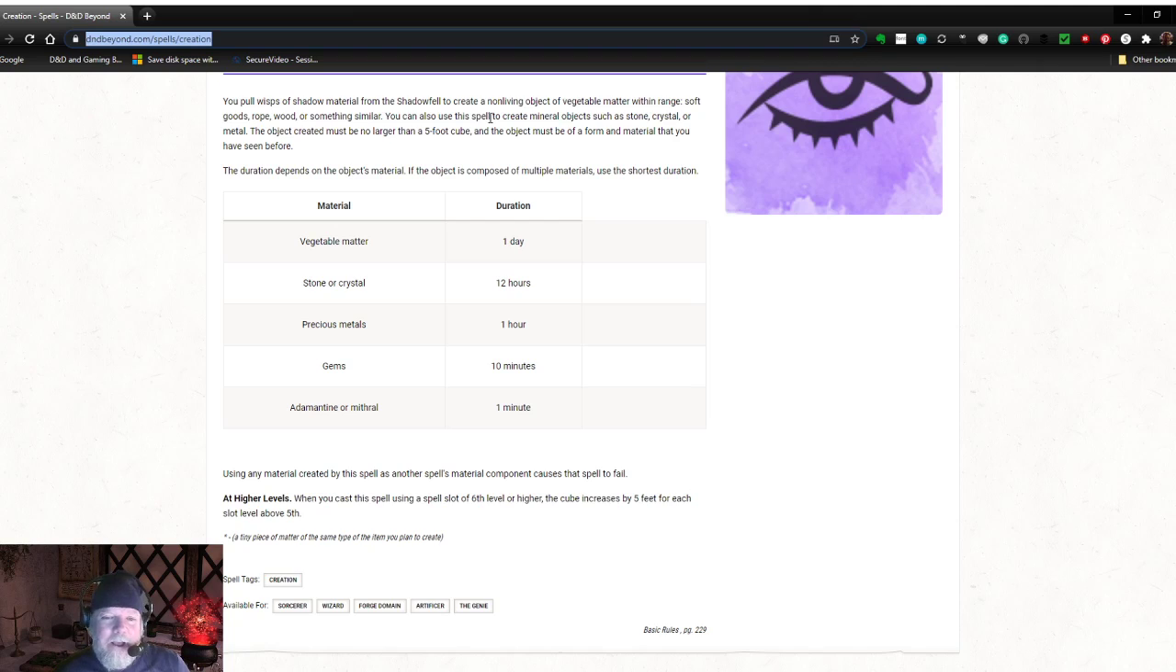All right. Then higher levels: if you cast the spell using a slot higher than fifth, the cube increases by 5 feet for each slot level above fifth. So in a sixth level slot, you made 10 cubic feet. Seventh level slot, 15 cubic feet, and so on and so on, up through ninth level.